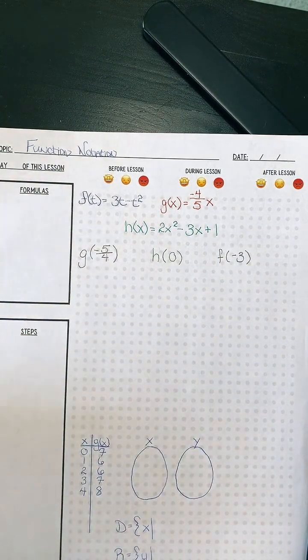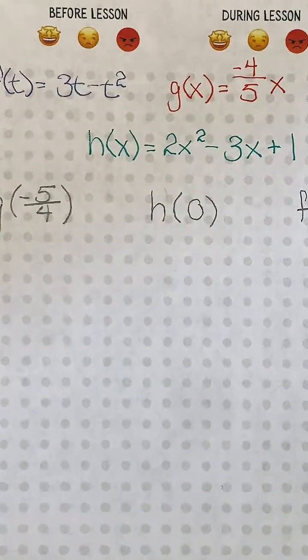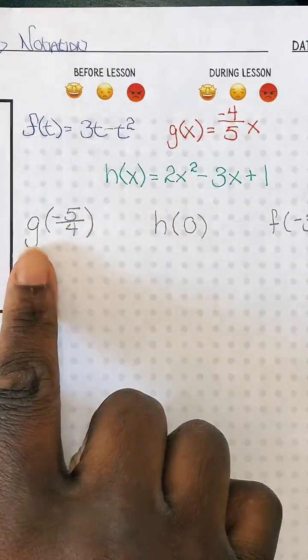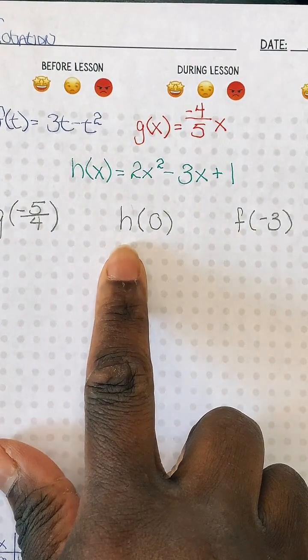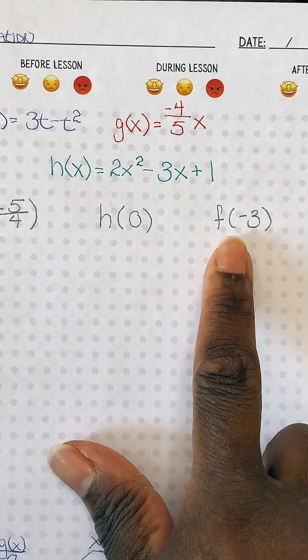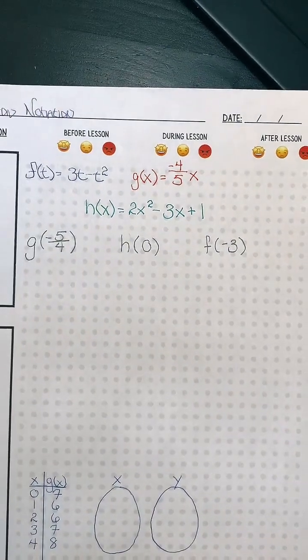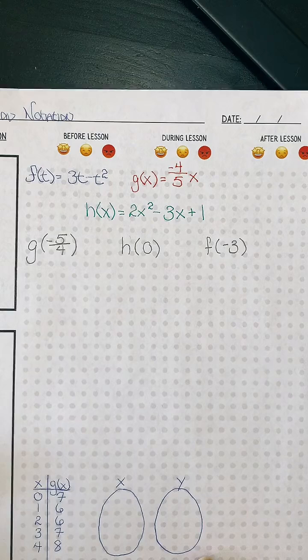All right, so right now we have the G. There's my Zoom. There we go. We want to behave. Okay, so we have the G of -5/4. We have the H of 0, and then we have the F of -3. So if we can, we're going to try to do that. All right, I think that fits everything in there.